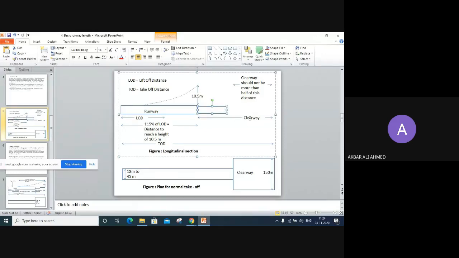Something like this. Clearway should not be more than half of this difference. Okay, now it seems to be correct.